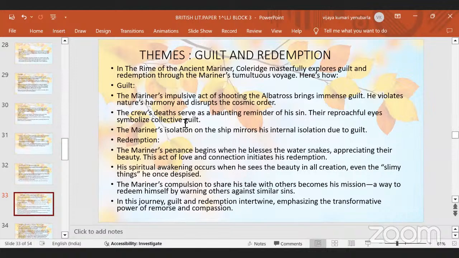The crew's death serves as a haunting reminder of his sin. So now the crew died, so it is a haunting remembrance. Every time he sees the dead bodies around him, he feels guilt. Their reproachful eyes symbolize collective guilt. All of them are watching him, and it is a collective reproach. The mariner's isolation on the ship mirrors his internal isolation due to guilt.